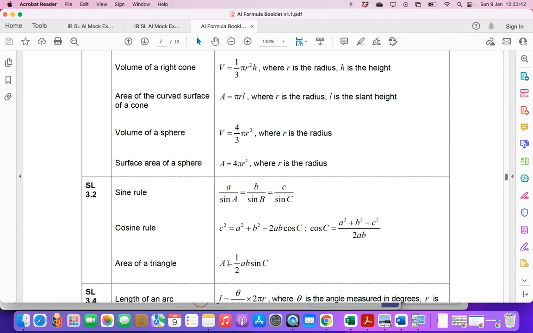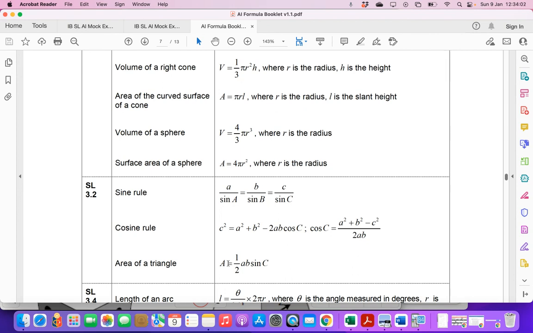So that's your answer to question 7C, or is it B? B, 7B. Okay, question 8. We're going to be doing some probability here.